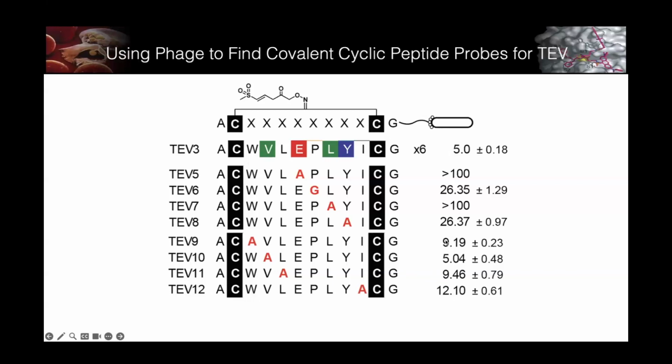These are all like low micromolar inhibitors. So it told us that we could further modify these positions. And ultimately, using some basically peptide medchem, we were able to get to a sequence that was optimized, that was a sub-micromolar binder for TAV. And so that was pretty exciting.